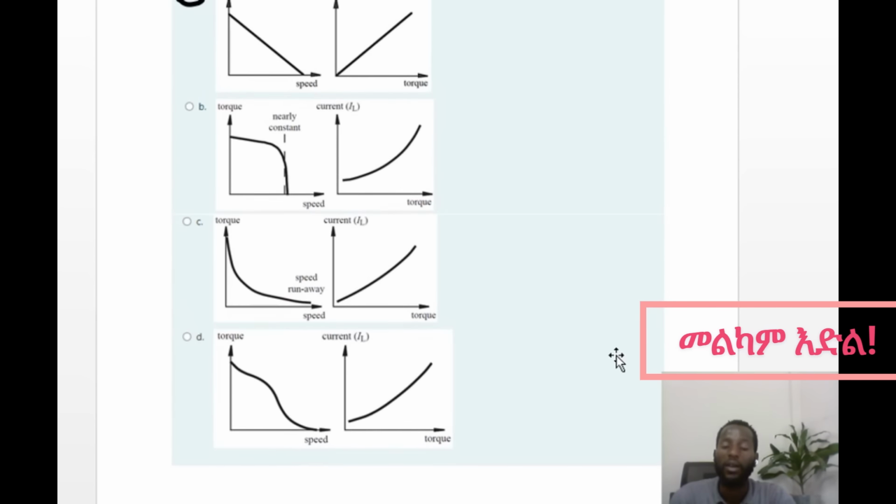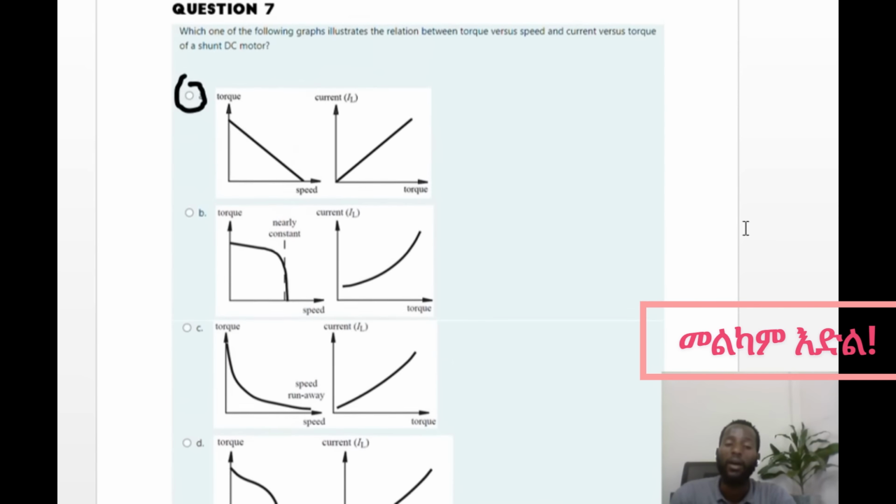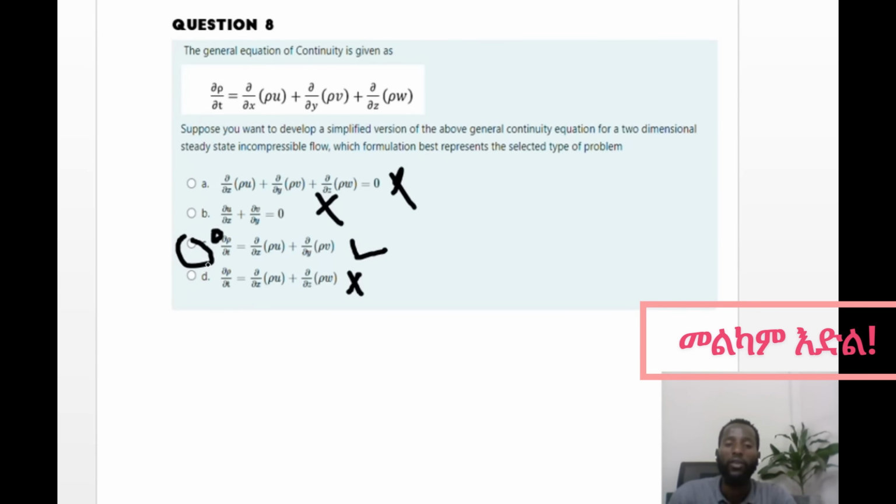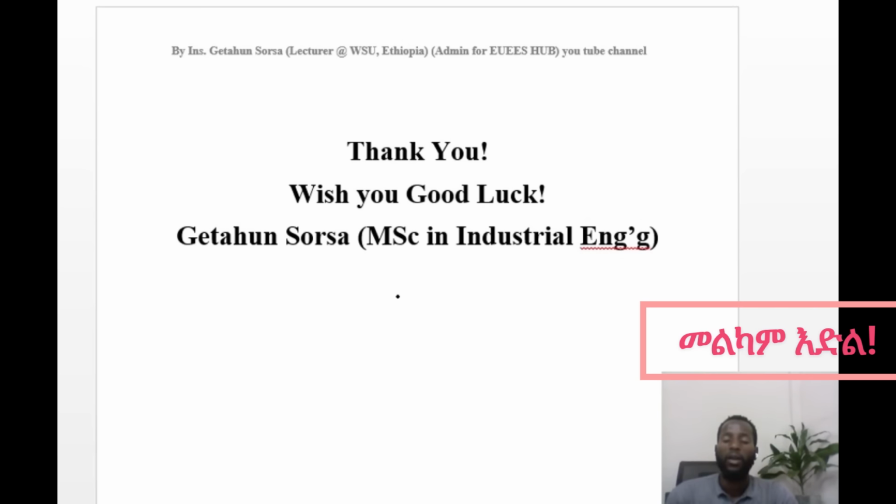With this explanation, the graph which shows the torque versus speed and current versus torque for shunt DC is the graph shown at A. The graph shown at A. This C is the correct answer. So thank you for this.